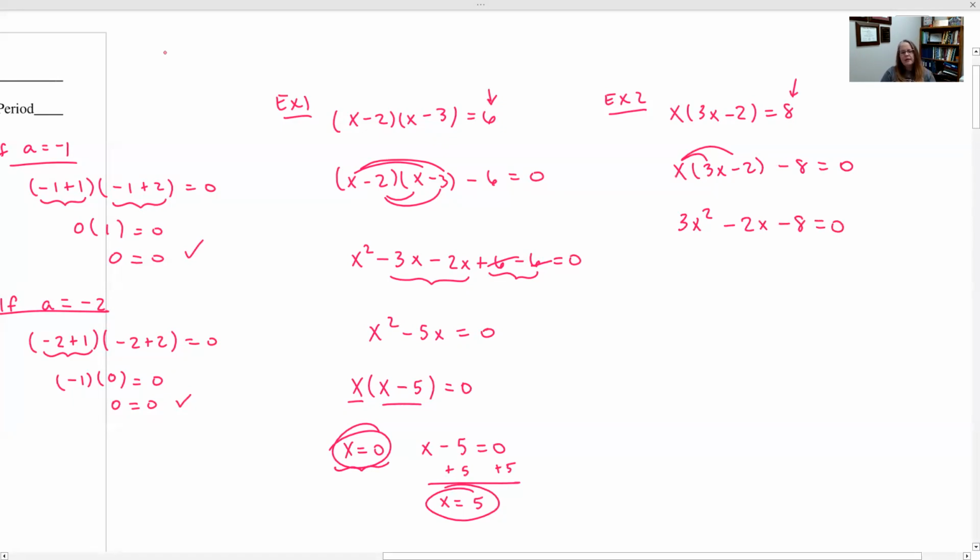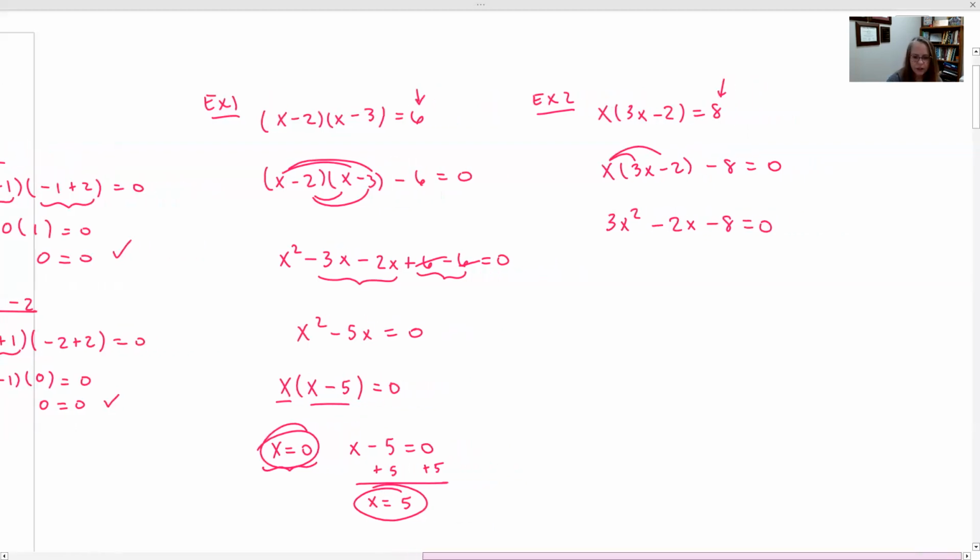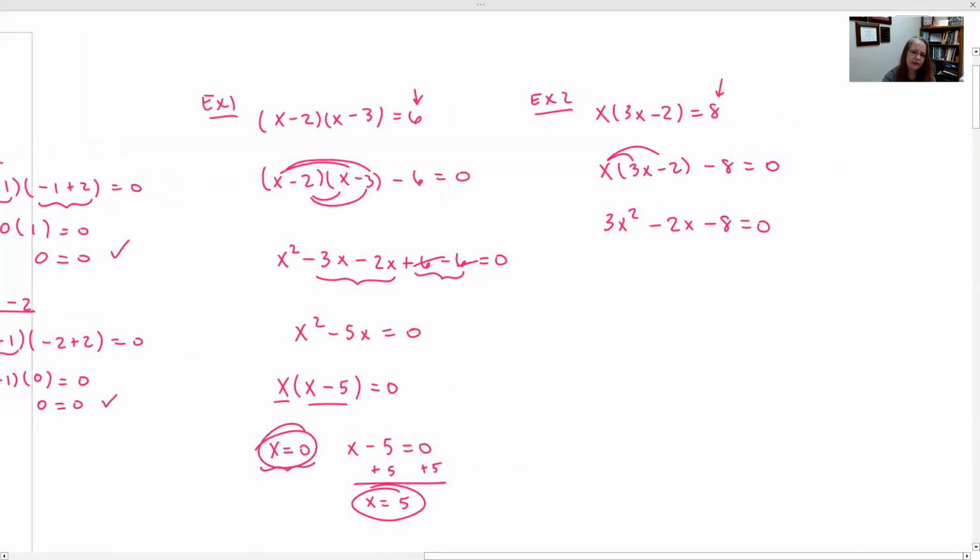Okay, so now I have a quadratic that is in standard form, and it's time for me to factor this. Looking at this, I don't have a greatest common factor, and since my leading coefficient is something other than 1, I've got to do this another way. The way I'm going to show y'all in this video is using what's called the AC method. I do have a whole video on that, so if you want to go back and watch me do this step by step a little slower, you can do that.